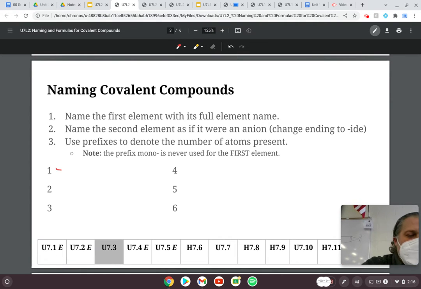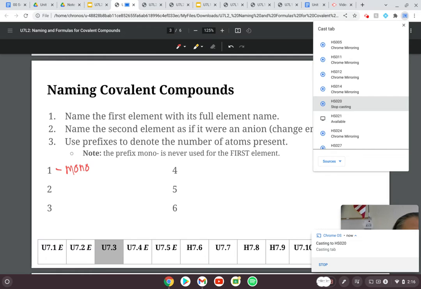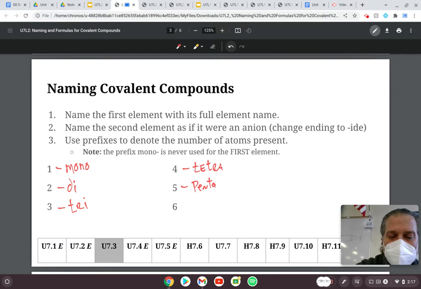If there's one atom of that element present, it would be mono. If there's two atoms of that element present, it would be di. If there's three atoms of that element present, it would be tri. If there's four atoms of that element present, it would be tetra. Tetra, like Tetris. If there's five atoms of that element present, it would be penta. And if there's six atoms of that element present, it would be hexa.